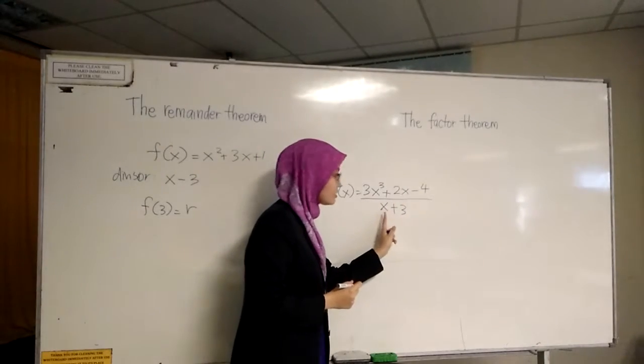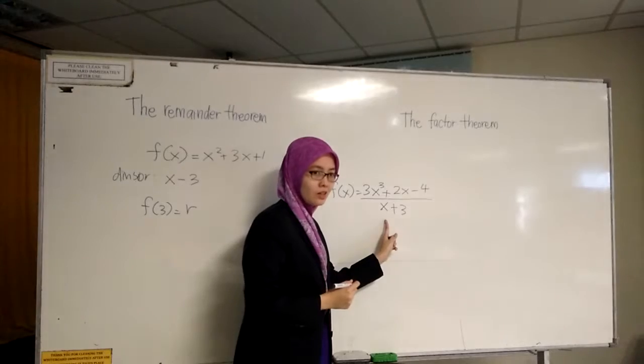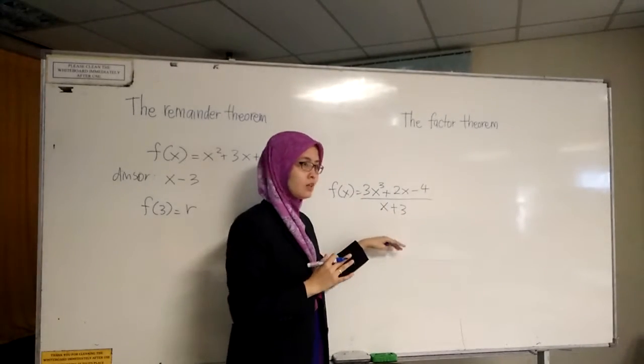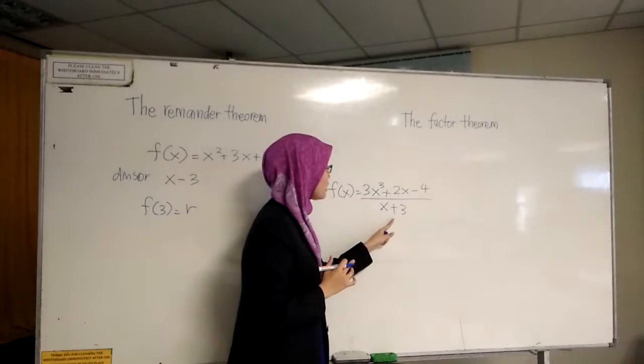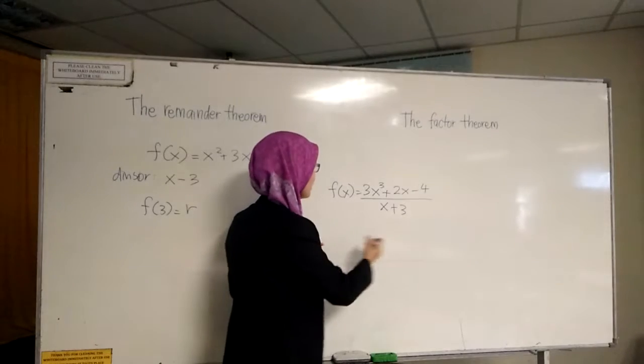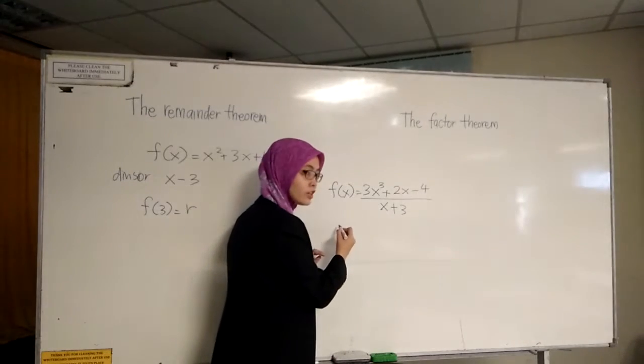Now you see this is our polynomial and this is our divisor. And you see your divisor is a linear equation. Now this remainder theorem only refers to the linear equation. Now your divisor is a linear equation.